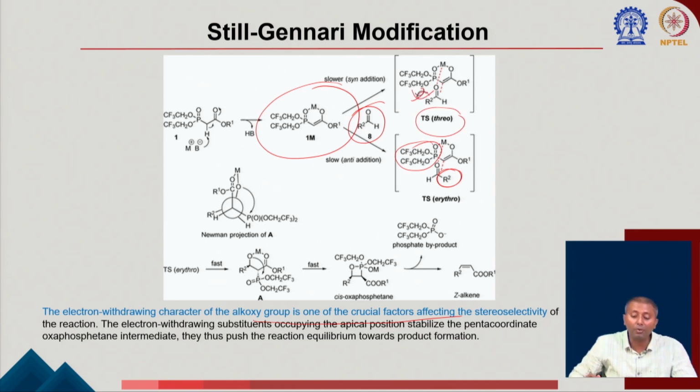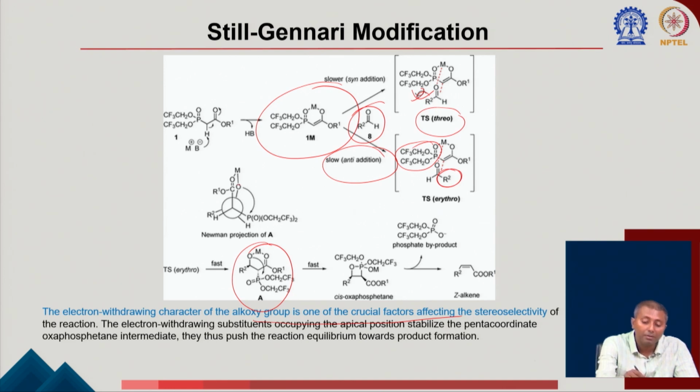So that's why it is going to go for anti addition. Okay. So once you have anti addition happening to formation of the corresponding erythro product, you can see this is a Newman projection for this after the addition happens here. Now the next thing is what is happening: this oxygen here is going to form a bond with this phosphorus. It is going to attack the phosphorus and form the cis oxaphosphetine intermediate.